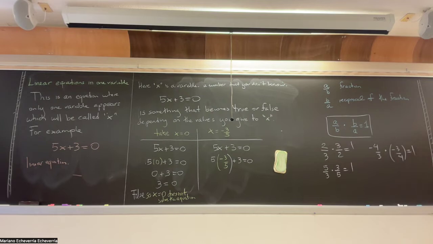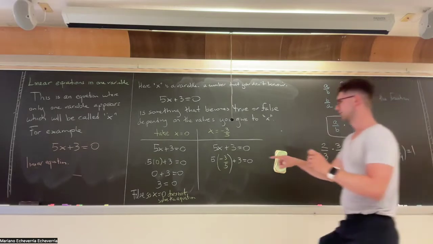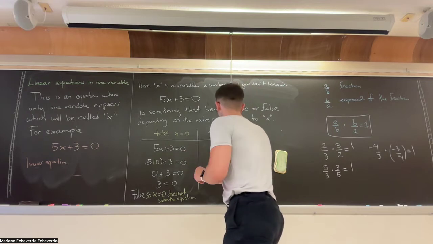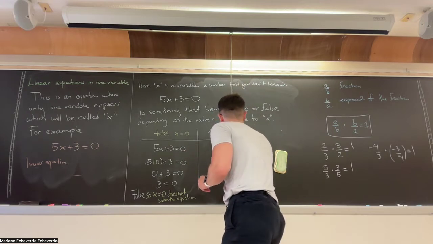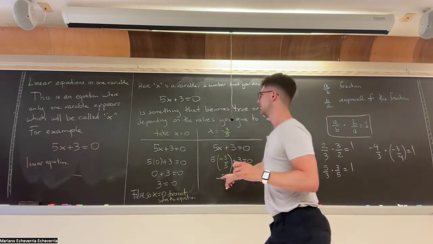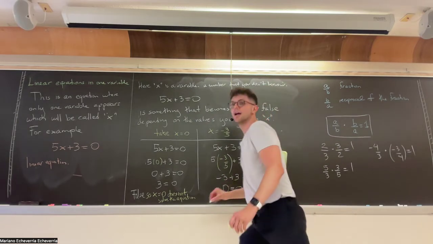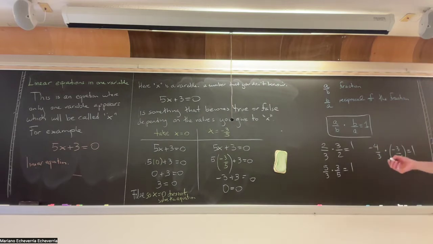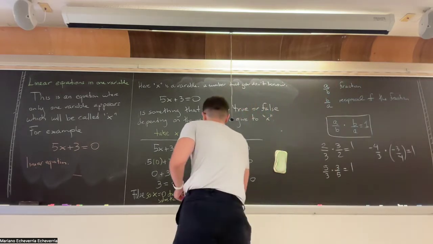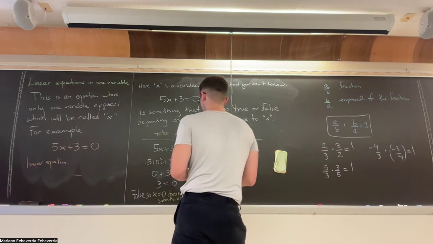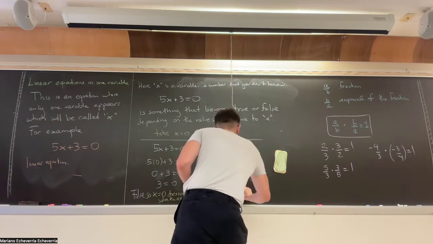So if a number appears in both the numerator and the denominator, you can get rid of it basically. Here, the 5 appears on the top and the bottom, but that's another way to think about it. So it goes away and you just end up with negative 3 plus 3 equals 0. And a number with its opposite adds to 0, so you get that 0 equals 0. And that is correct, right? So this is a correct statement. This is true. So x equals negative 3/5 solves the equation.